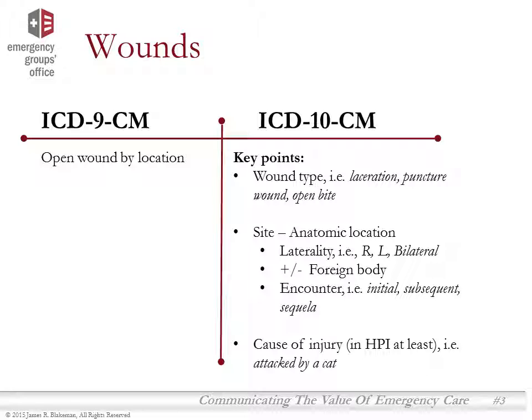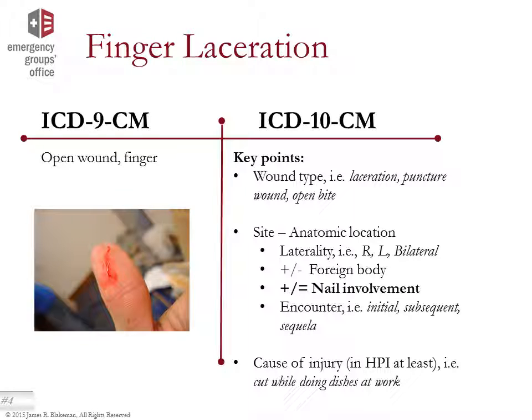As a brief refresher on the extension codes, initial encounter is used when the patient is receiving active treatment, and most instances in the ED will fall into this category. Subsequent encounter is used when the active treatment is complete and the patient is returning for routine care, for example, suture removal or wound check. Sequela is used when complications or conditions arise as a result of a condition, for example, a post-procedure abscess.